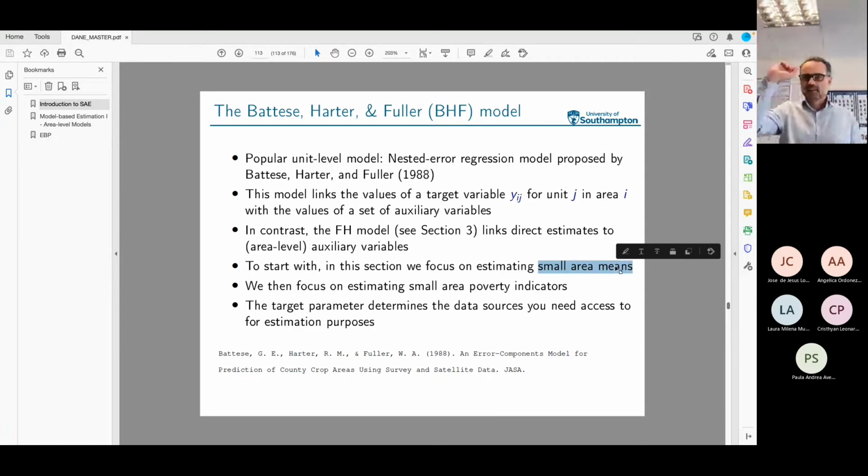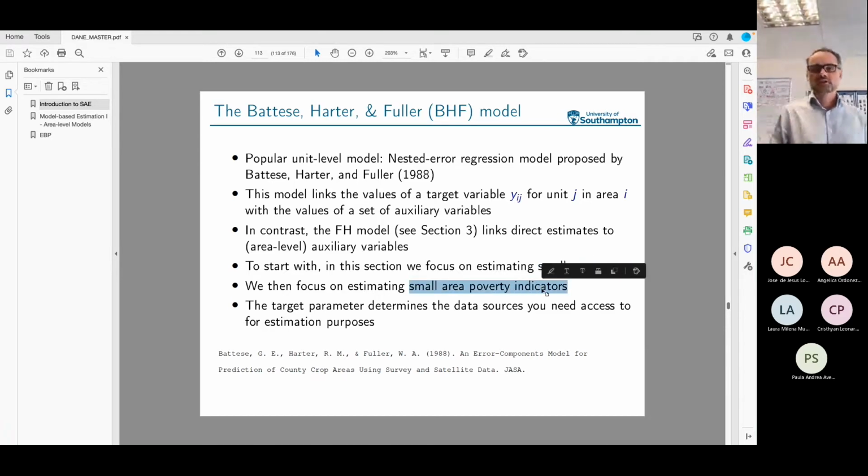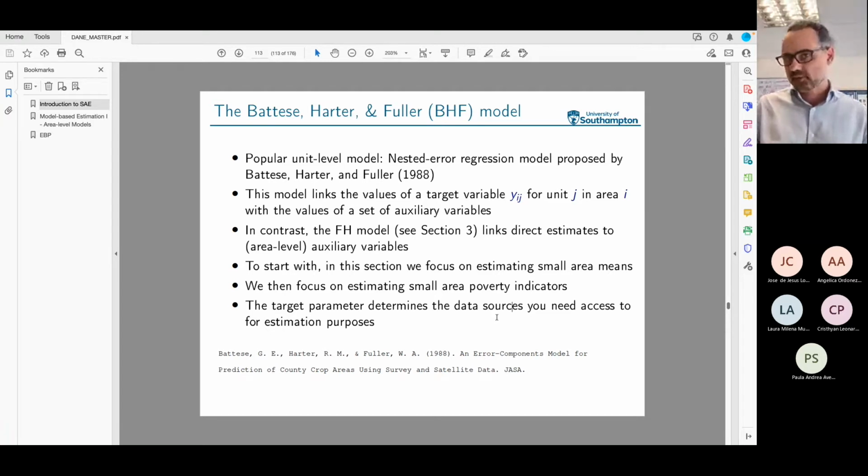Okay, we're estimating just a small area mean because it's easier to illustrate the method using small area means, but then we're going to extend these methods in order to estimate more general parameters that are relevant to small area estimation of poverty indicators. Now, why we make this distinction is because depending on what your target parameter is, that will also determine the data sources that you need access to for estimation purposes.